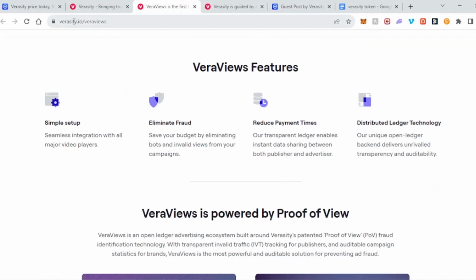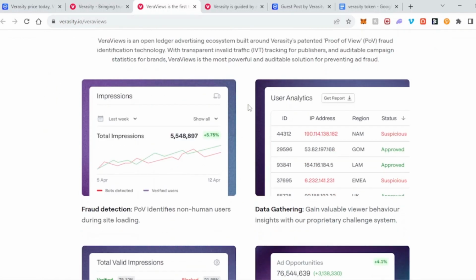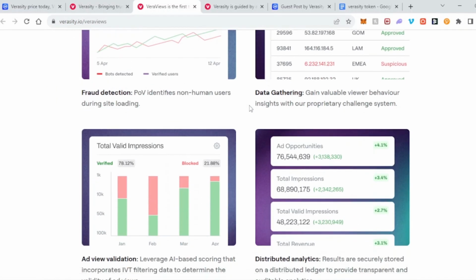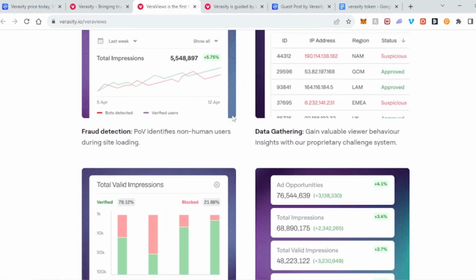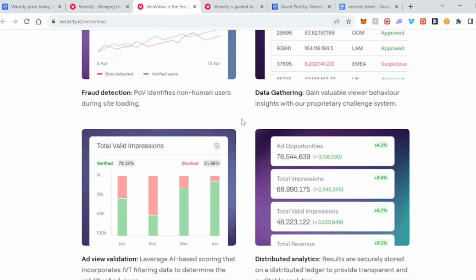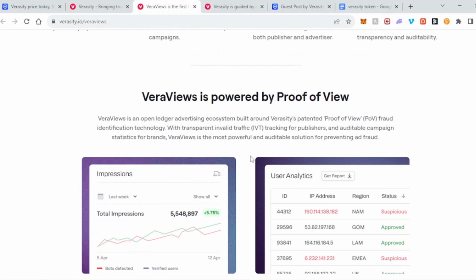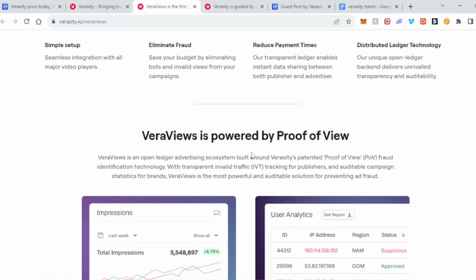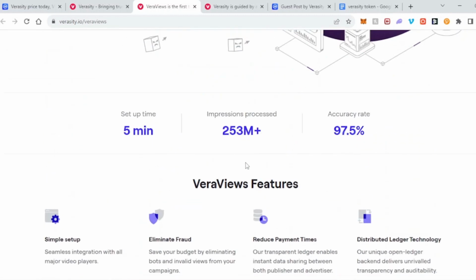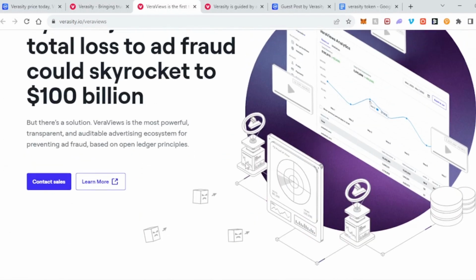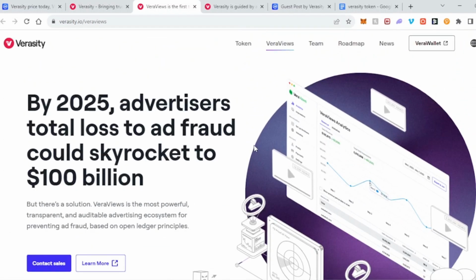However, if you want to check it out for yourself, you can go to the website or type in verasity.io/Verasity, and it runs you through the whole process of how Verasity verifies that the view on the digital platform is a real and legitimate person and not a bot. Like I said, this is patented technology, so it's super awesome to see. No other cryptocurrency or company can use their technology, which is a huge selling point for Verasity.